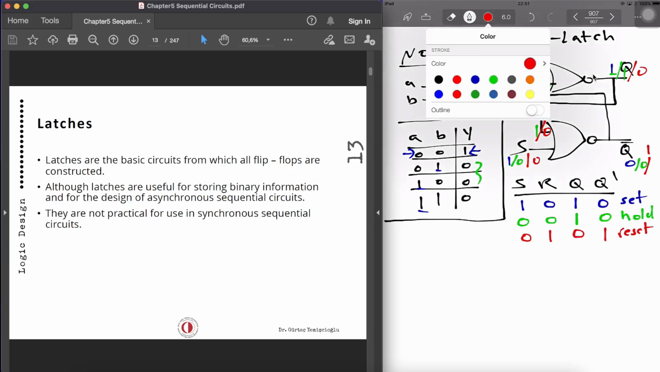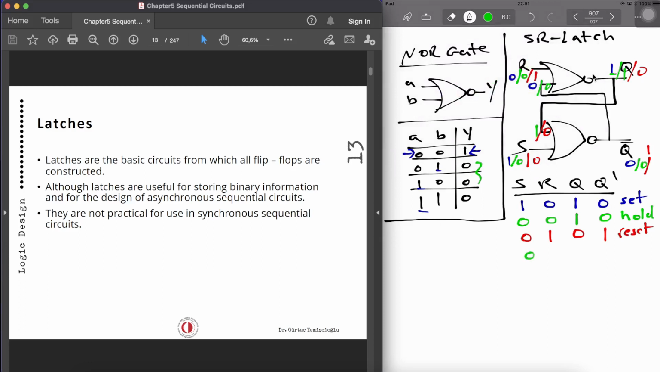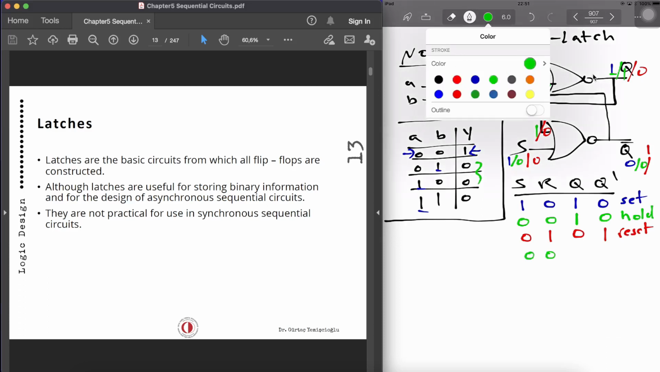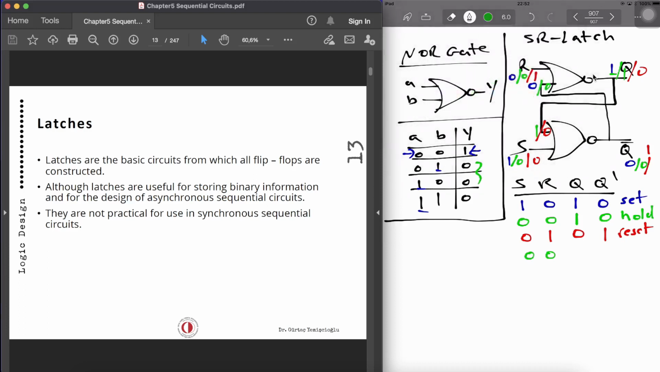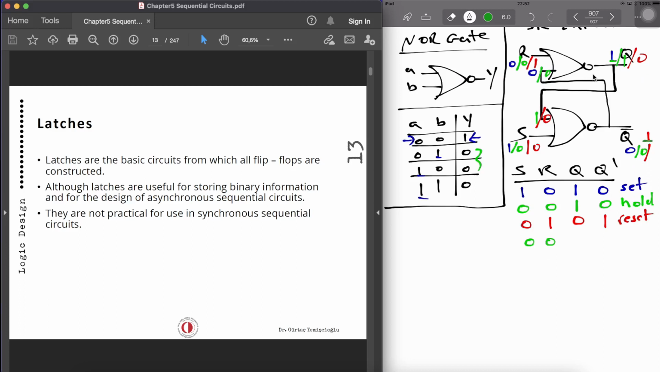We can demonstrate hold again. So when both are 0, now what is happening? This 1 that we have got here will be fed back to here. Okay, and when 1 and then the R is 0, so this is actually going to get 0 again.